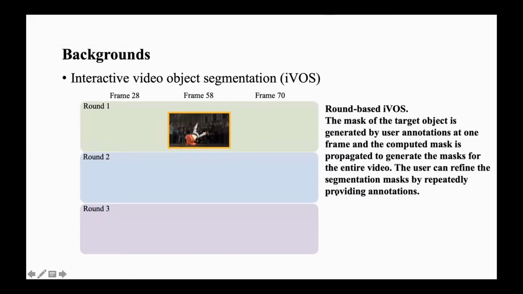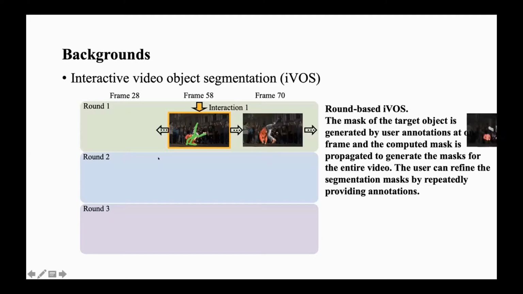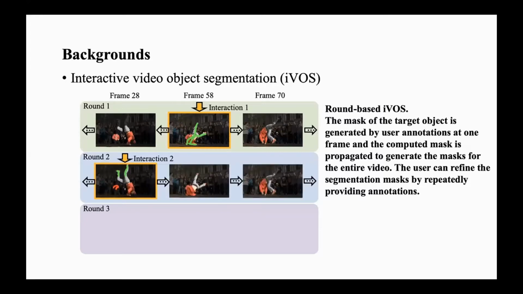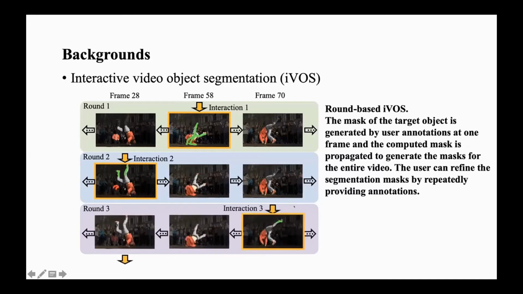So what is interactive VOS? In one video, the mask of the target object is generated by user annotations, for example, scribbles, at only one frame, and the computed mask is temporally propagated to generate the masks for the entire video. The user can refine the segmentation masks by repeatedly providing annotations until the segmentation masks are satisfactory. This picture shows the round-based interactive VOS: round 1, round 2, round 3, and so on.